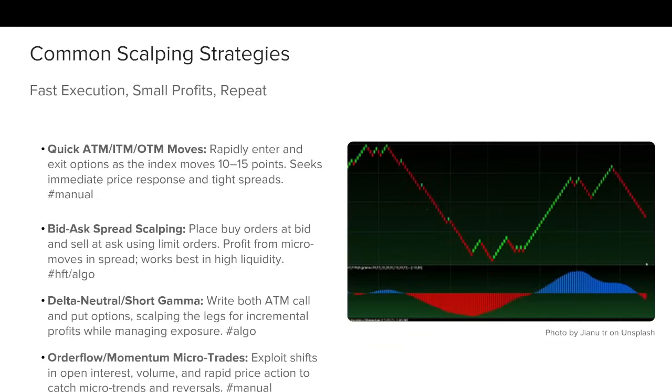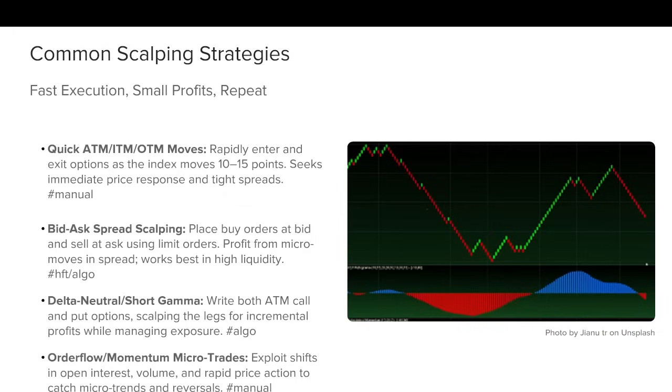Obviously, a broker comes in handy if you have a kind of 10 rupee per trade, 20 rupee per trade, or even a fixed brokerage in a month, your cost actually decreases. Now, common scalping strategies which you have seen are basically if you trade the ITM, ATM or OTM options, rapidly enter and exit as the index moves 10 to 15 points. You get immediate price response and tight spreads. This can be done manually.